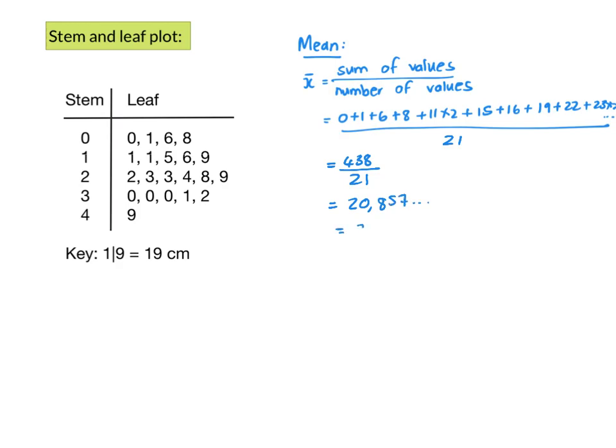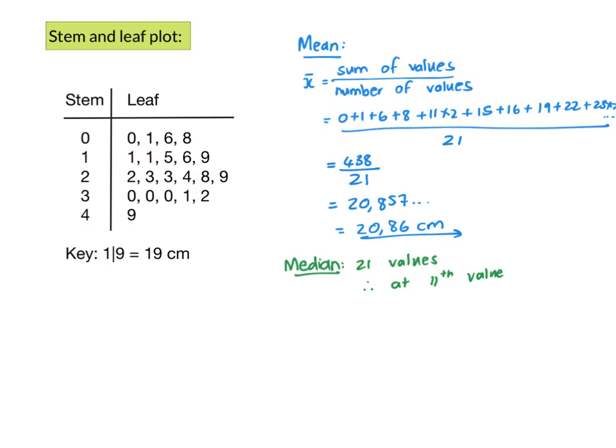20.857 and so on. So to round off to 2 decimal places, I will say 20.86, and my unit is centimeters. Next, let's look at the median. Now I know there are 21 values, so if I say 21 divided by 2, I get 10 remainder 1, which means that my median will be at the 11th position, 10 on the left, 10 on the right, and the 11th value will be the middle.